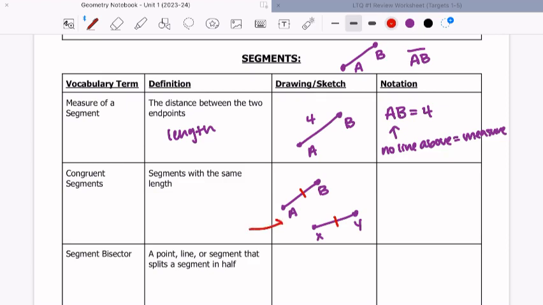I like to personally call these tick marks. Some people call them other things, but the little lines tell us that they have the same measure, okay? And so we need to have these markings on the segments to know for sure that they are congruent. When we write out the statement that AB and XY are congruent, we're going to name each segment, so AB, XY, and then we're going to put our congruent symbol in between.